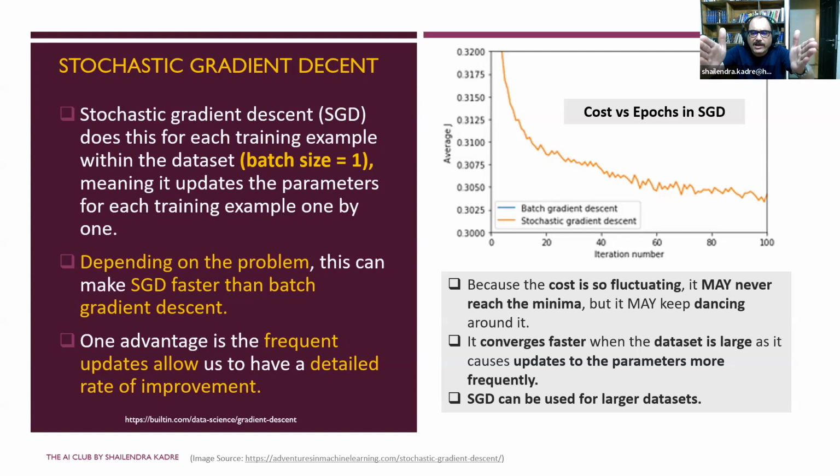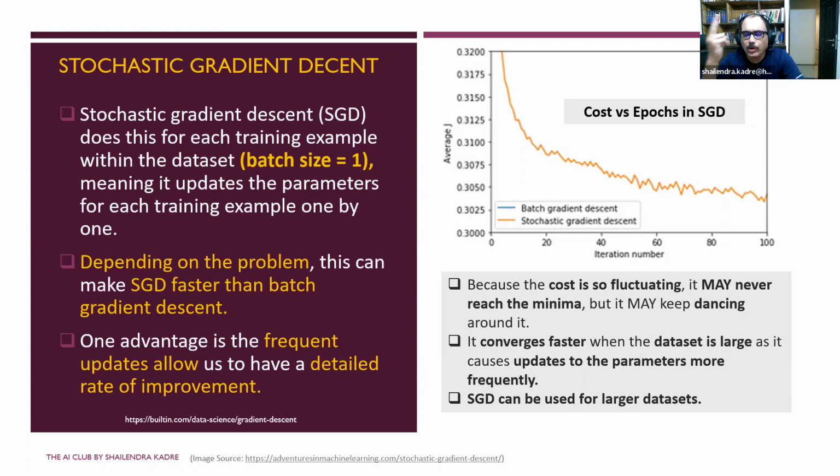Your convergence will be faster. And why will convergence be faster? Because it is causing very frequent updates to the weights and parameters, the weights and biases. Parameters are getting updated very frequently. So your convergence will be faster, and SGD can be applied for larger data sets.